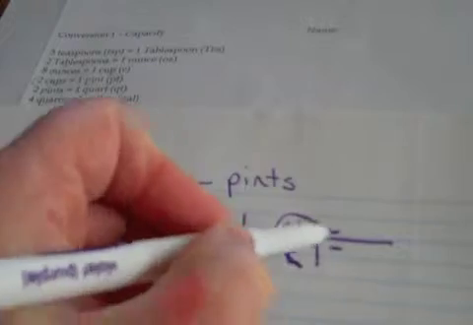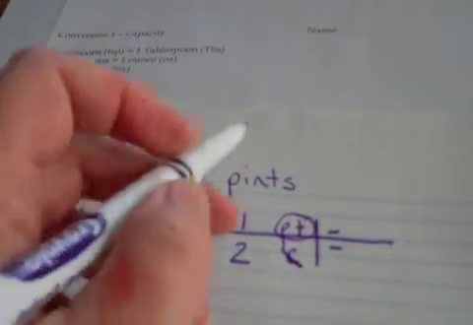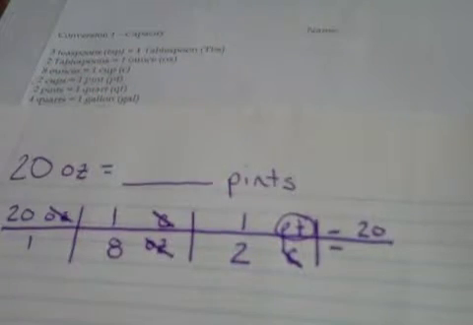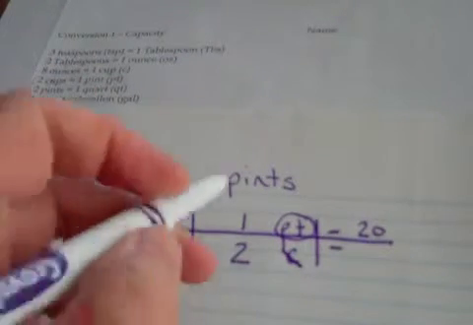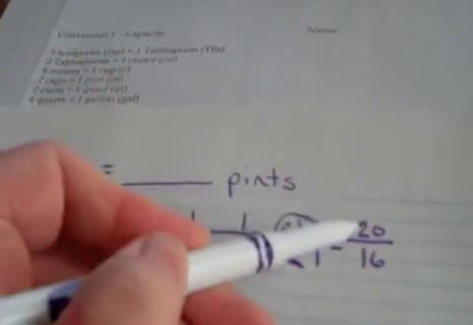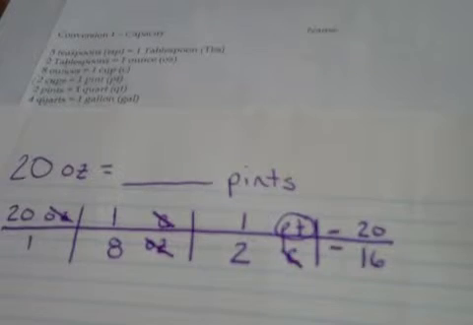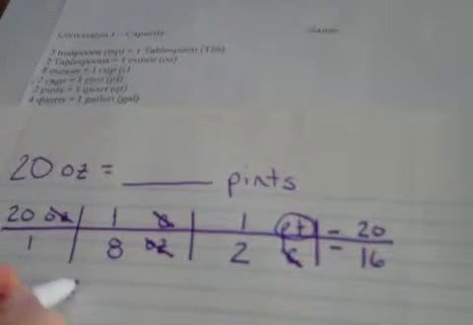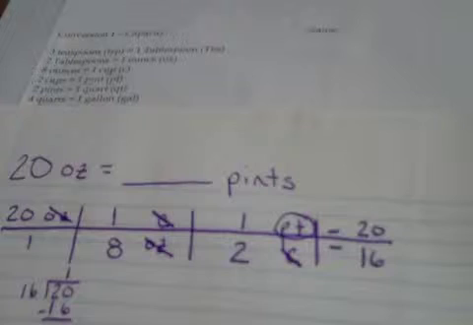Now I multiply straight across. 20 multiplied by 1 is 20. 1 multiplied by 8 multiplied by 2 is 16. 20 over 16 is an improper fraction. I need to fix that. Let's see. How many times does 20 divide by 16? 16 goes into 20 once, leaving a remainder of 4.